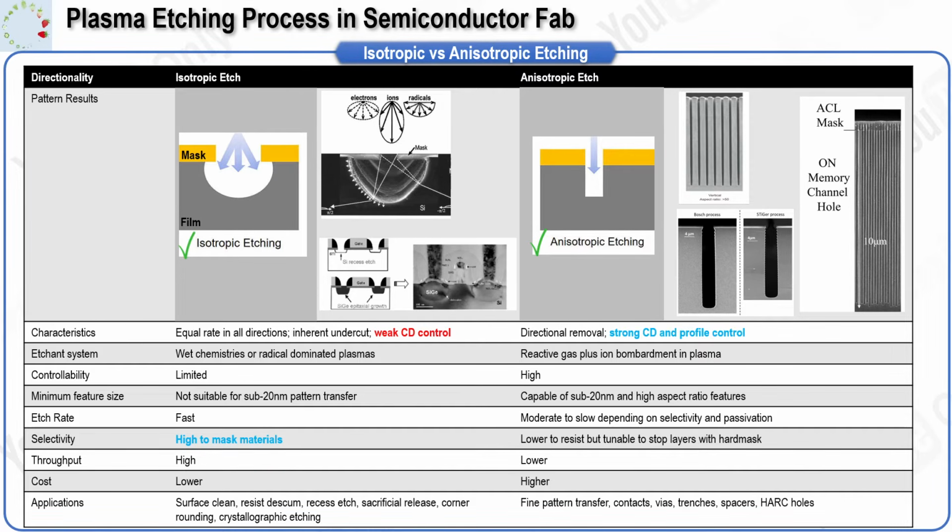Isotropic steps give high throughput and lower cost for cleans and recess work. Anisotropic steps take longer and cost more, yet they are essential when pattern fidelity and landing accuracy matter. Each approach has a natural home.